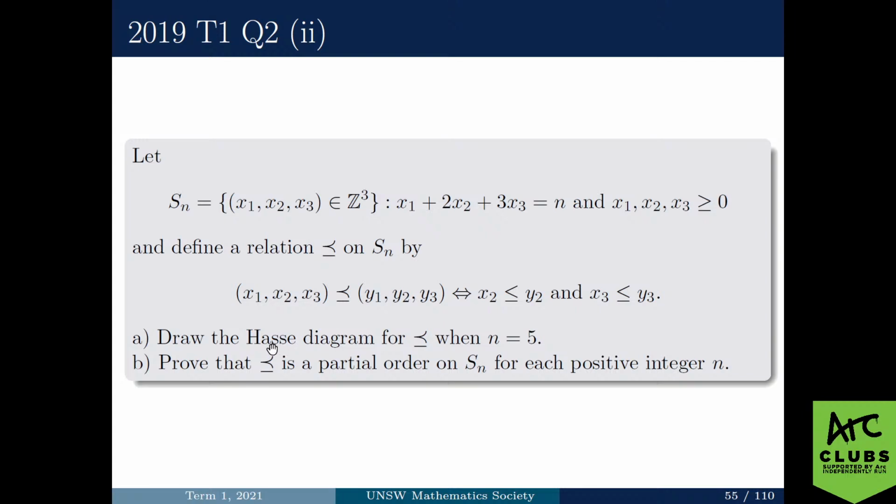Okay? So our first question is asking us to draw a Hasse diagram for the relation when n equals 5. So it might be a bit complex at first, but let's just first try to find the set S5. Okay?